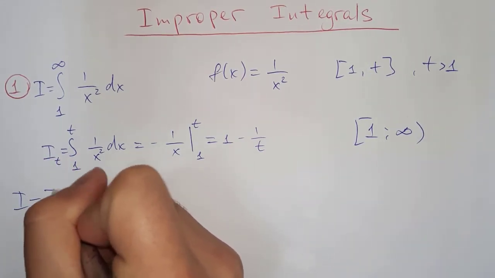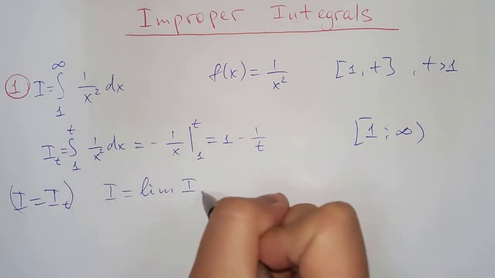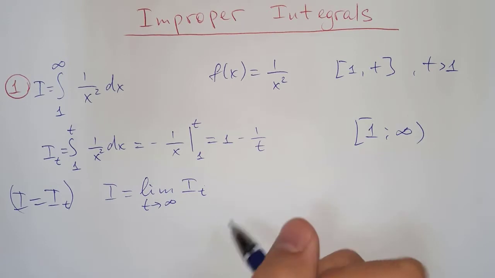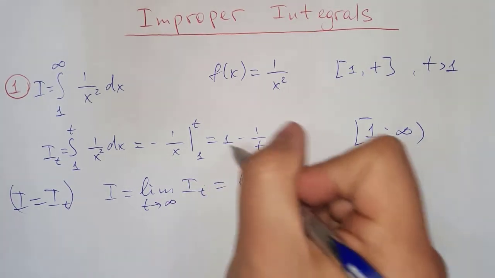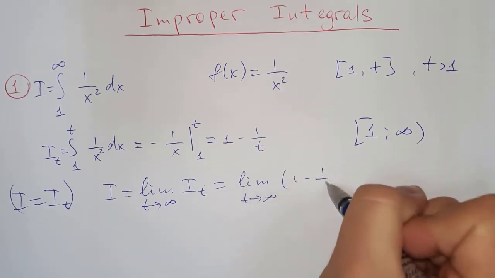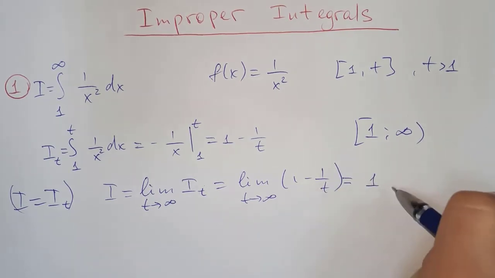Let me rewrite. I is the limit of I of t as t goes to infinity. So we changed our infinity with t, which goes to infinity. And now we need to find the limit of 1 minus 1 over t as t tends to infinity. When we put infinity, 1 over t is 0. It is just 1. So the answer of our integral is just 1.